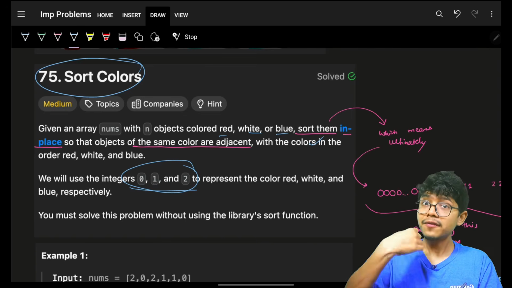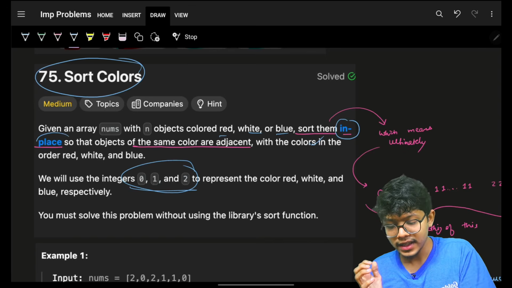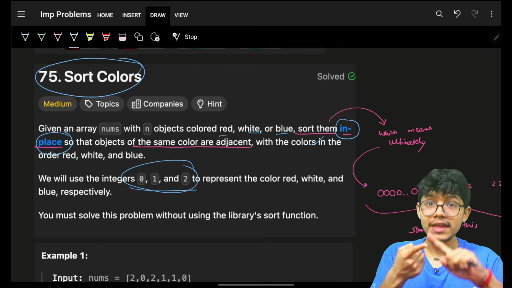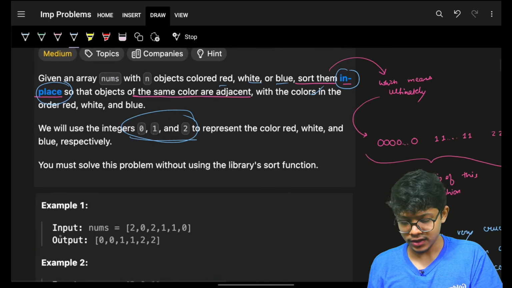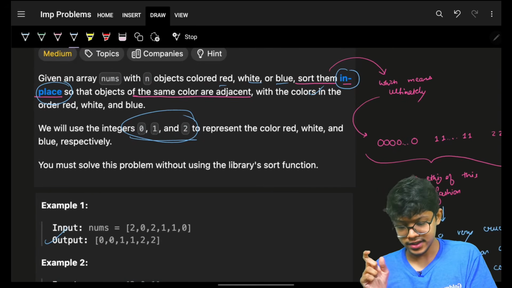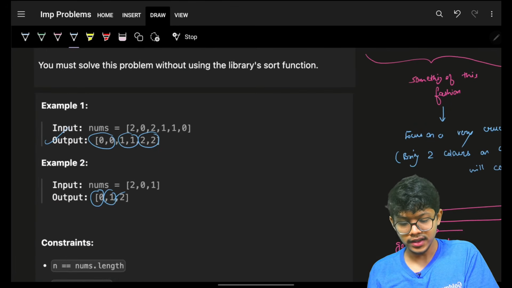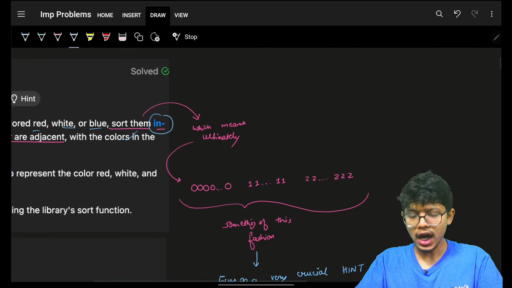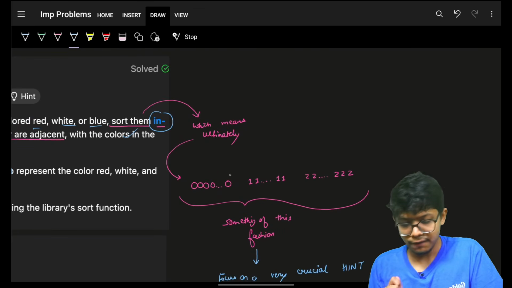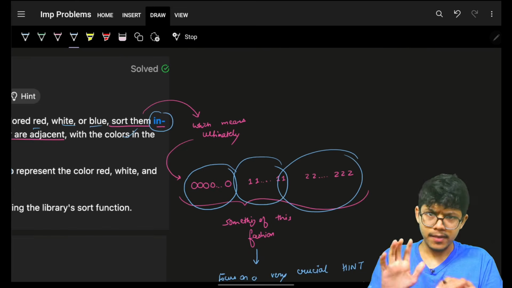Now the main prime thing is you have to sort in place. In place means without using extra space. Again, you have to return the sorted array: 0, then 1, then 2. As you can see, 0, then 1, then 2. This is your answer. Now if you see very closely, how will your final answer look? The final answer will have 0, then 1, and then 2, something of this fashion.